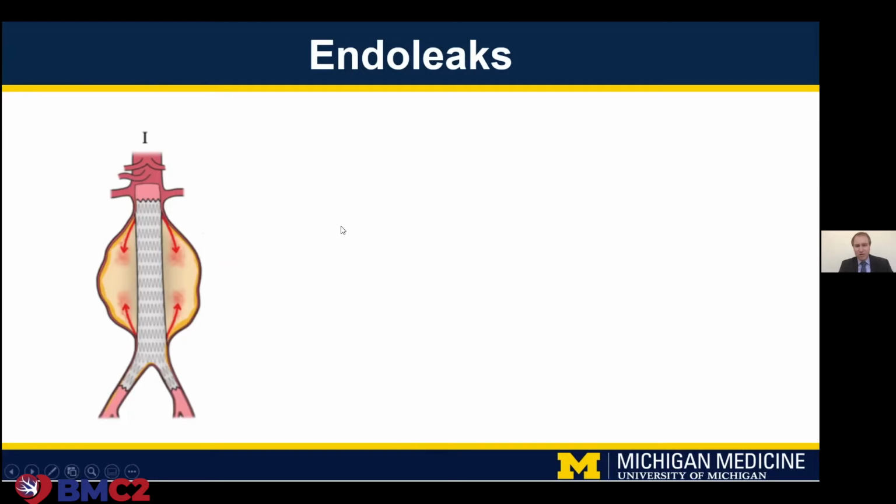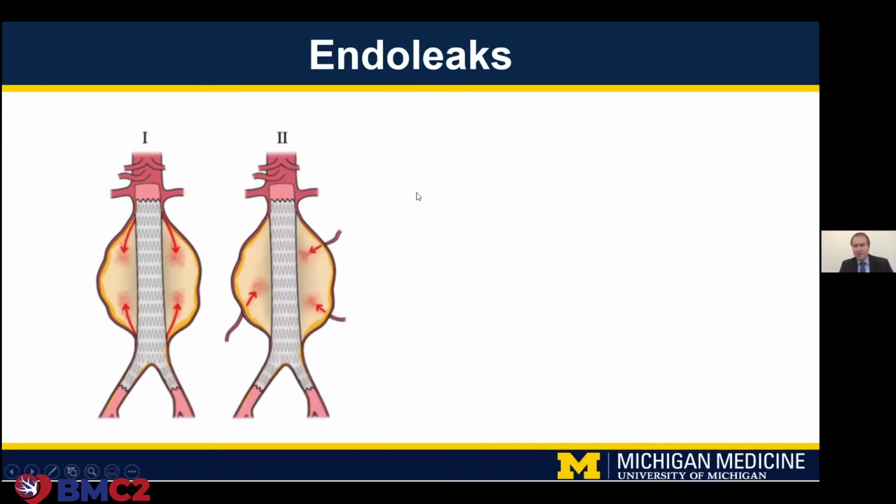Type 1, which is shown here, involves an incomplete seal at either the proximal or distal aspect of the endovascular device. So shown here, you can see that blood is then creeping around the stent graft and flowing into the aortic aneurysm sac, either up proximally here, which is a type 1A endoleak, or distally here, which is a type 1B endoleak. This type of endoleak is the most serious form of endoleak because, as you can imagine, this is full pressure arterial blood that gets into the aortic aneurysm sac, and as such, it has an increased risk for aortic rupture.